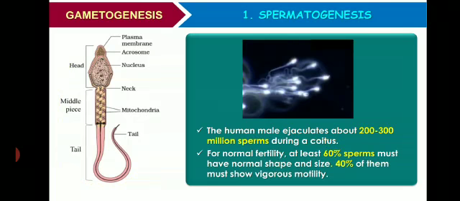The human male ejaculates around 200 to 300 million sperm during coitus. Okay, in this 200 to 300 million, if it is fertile semen, 60% of the sperm cells have normal shape and size. 40% must show vigorous motility. So if 40% of the semen contains motile sperm cells, that will be fertile semen.